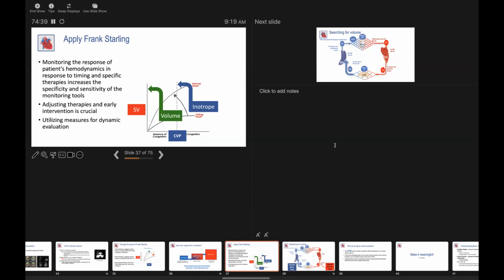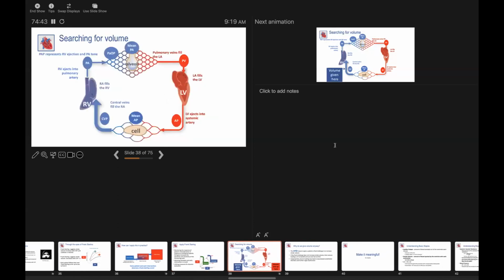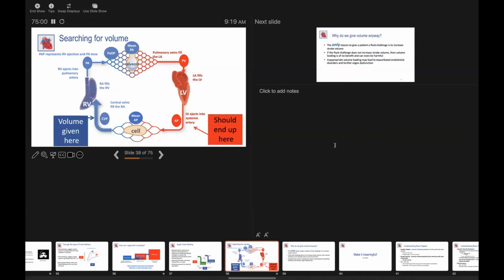But I need to be sure that it ends up in the systemic artery. If I give you volume and you get more and more and more venous engorgement, but you're still profoundly hypotensive, it didn't end up in the right place. Stop giving volume. Your patient now needs to be considered for an inotrope.